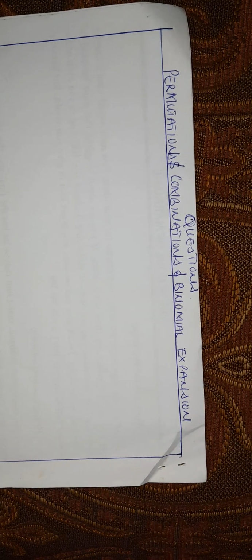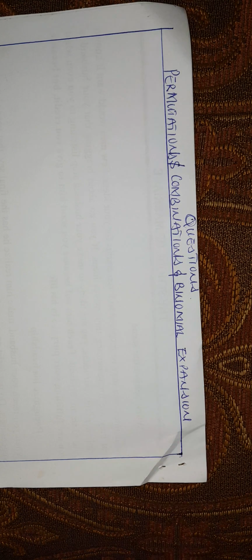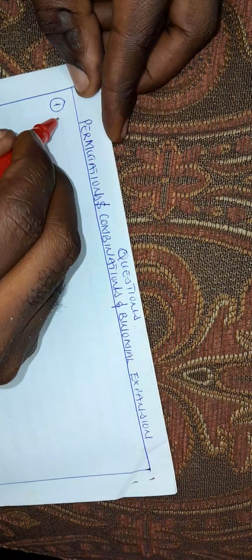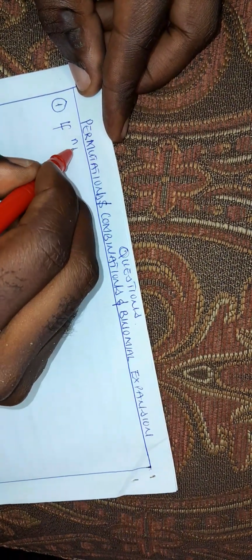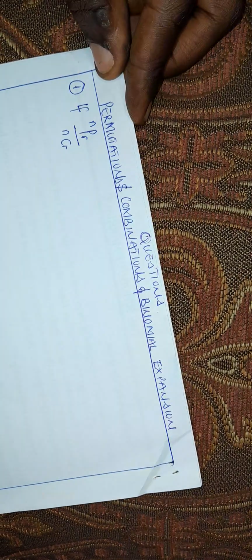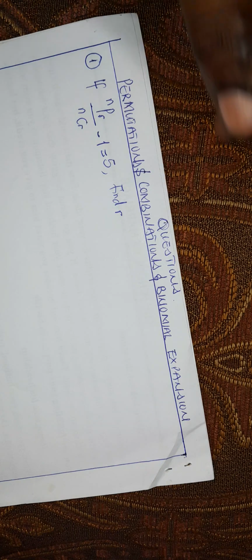Right, I'll be given certain questions to do under permutation, combination, and binomial expansion. The first question is: if nPr over nCr equals 5 plus 1... that's the first question. We're asked to find r.